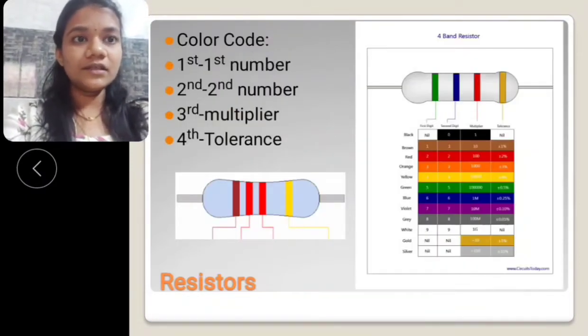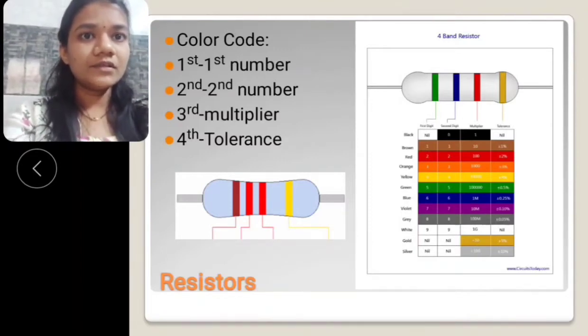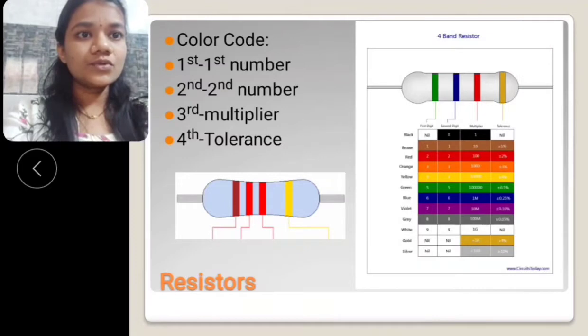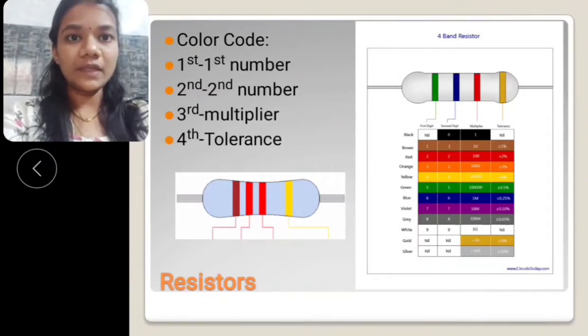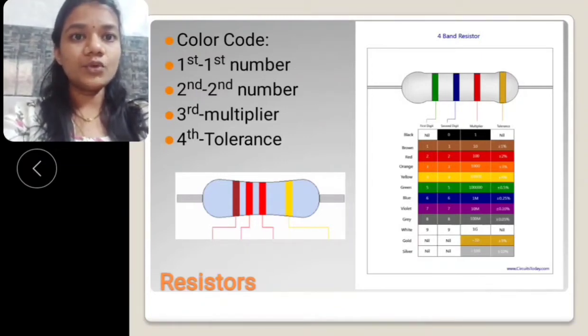Then this is the color coding of the resistor. Here the resistor is shown. The first band represents the first number, the second band represents the second number, the third band is the multiplier, and the fourth is the tolerance.